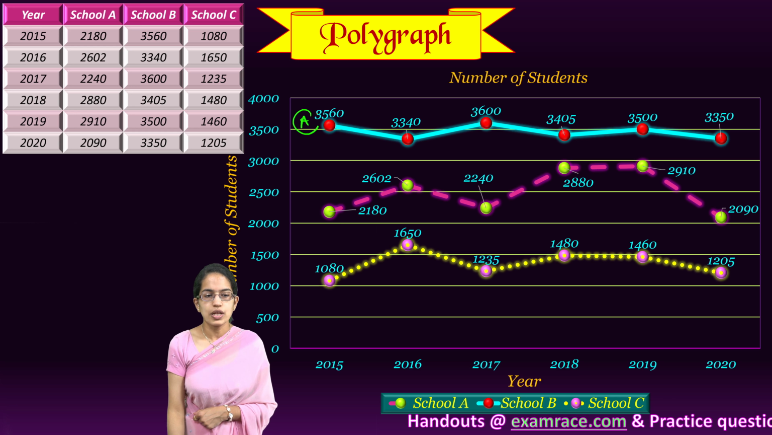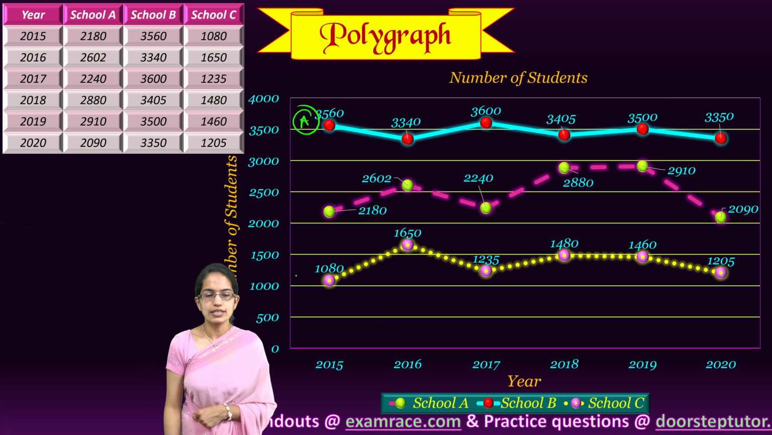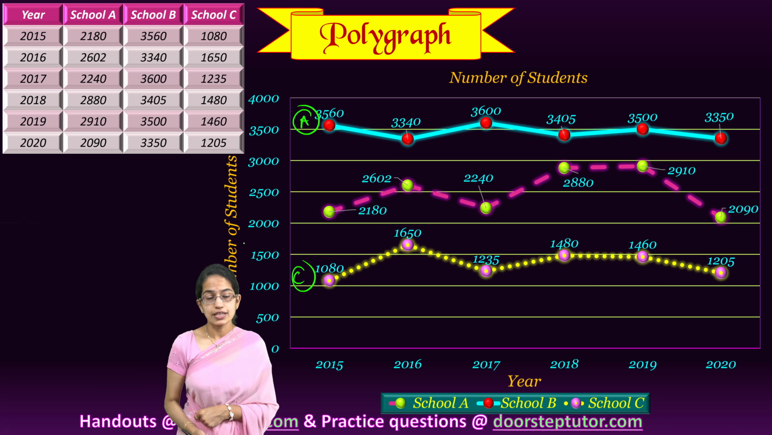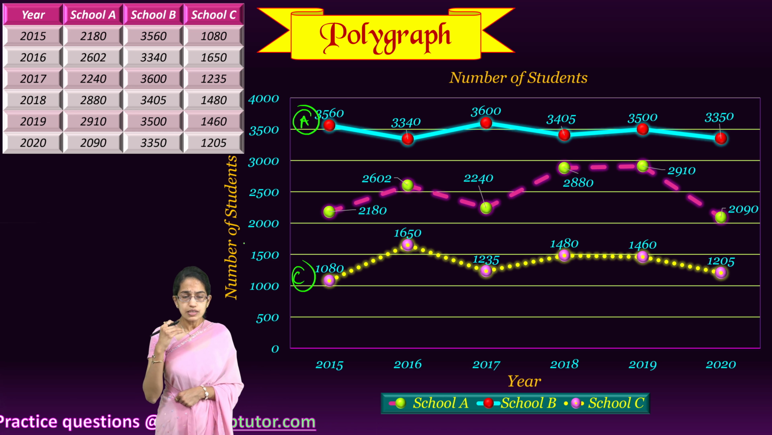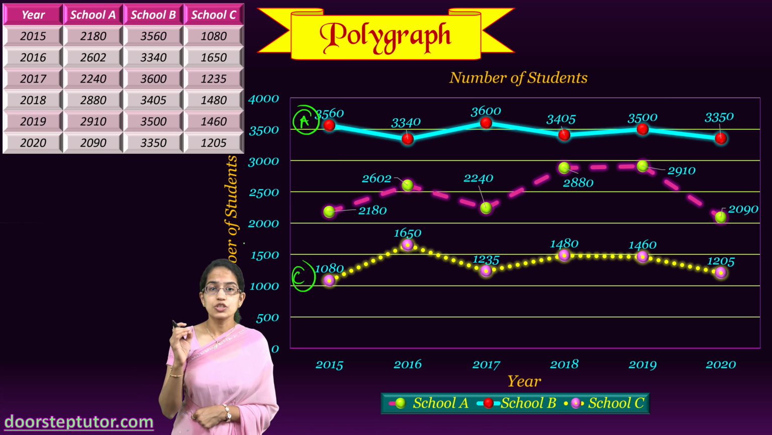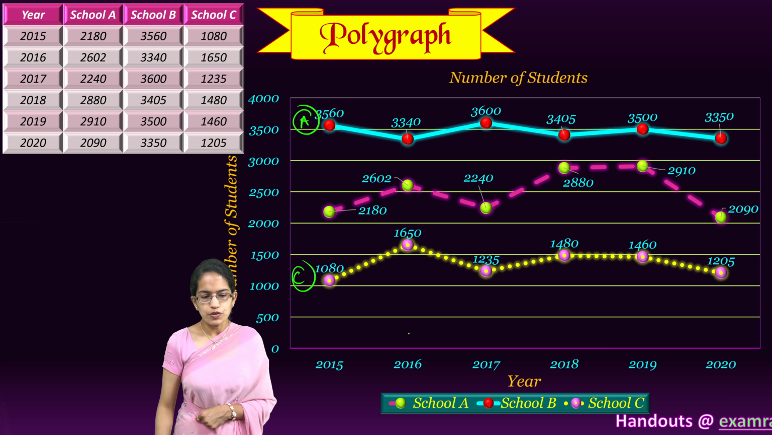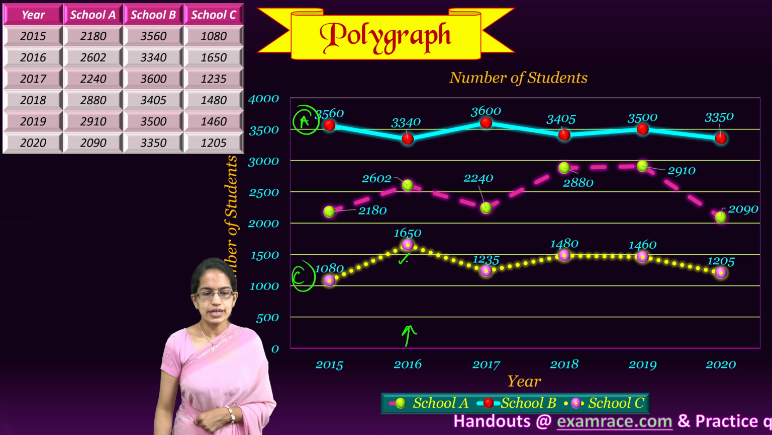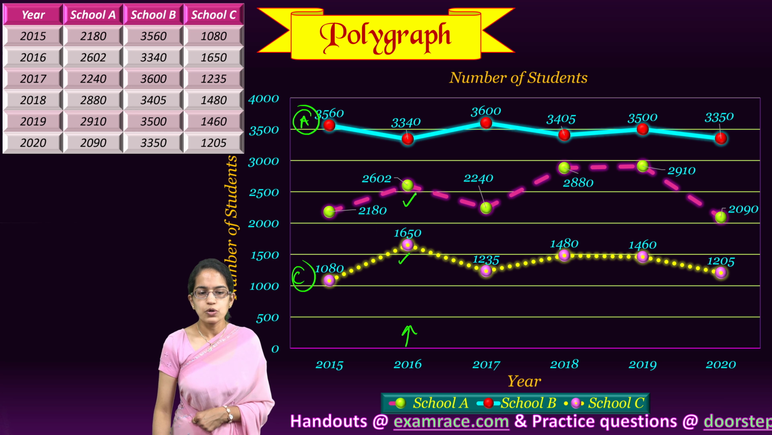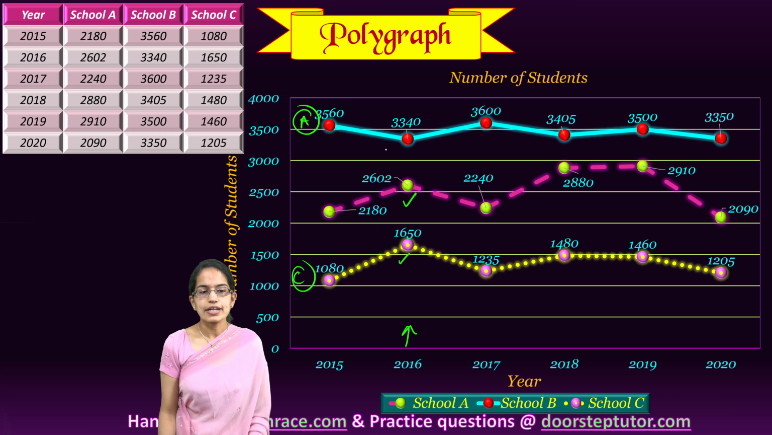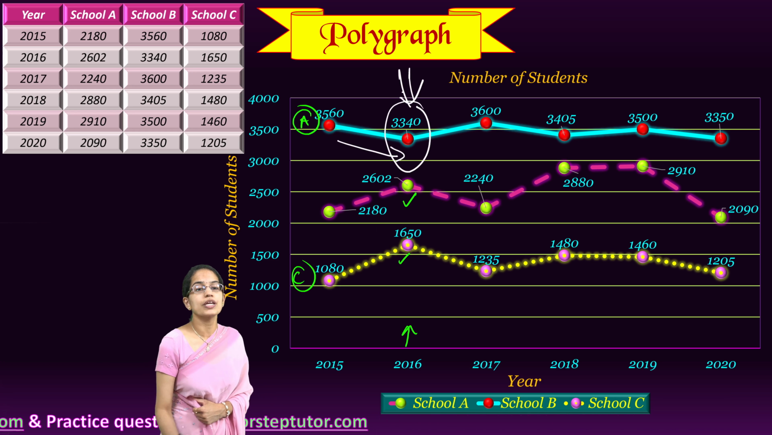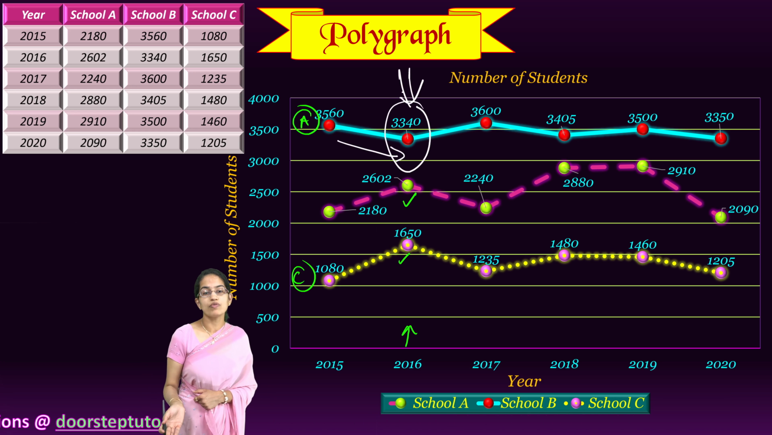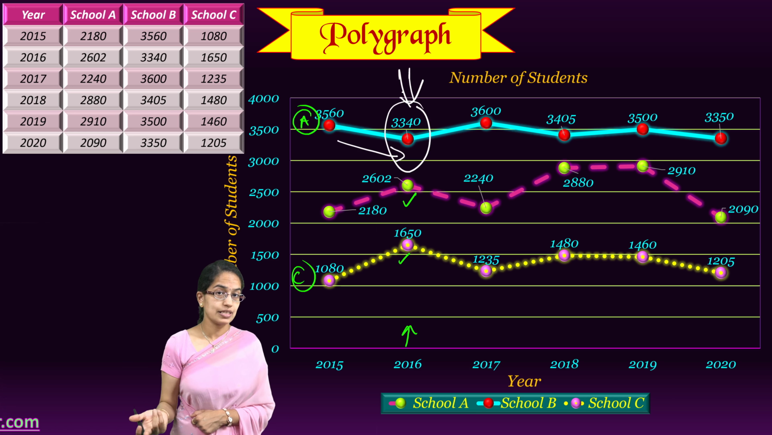So this school has the highest enrollment, which school has the lowest enrollment? Again, we can see. Now, again I ask you a different question. In which year did the enrollment for school A decline but school B and C increased? For 2016 we can see enrollment increased for school C, enrollment increased for school B, but it was only for school A that enrollment declined. And when you are doing your further research, then you can go forward and see why it happened in such a fashion.